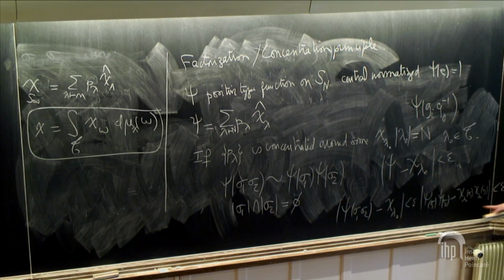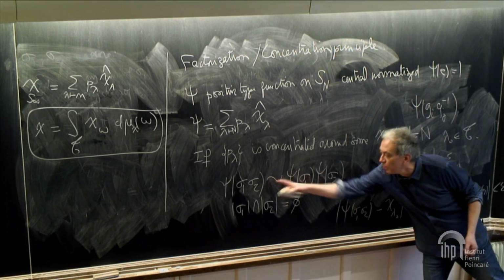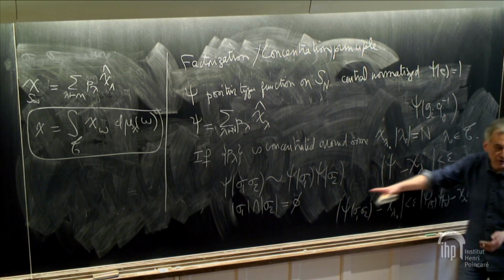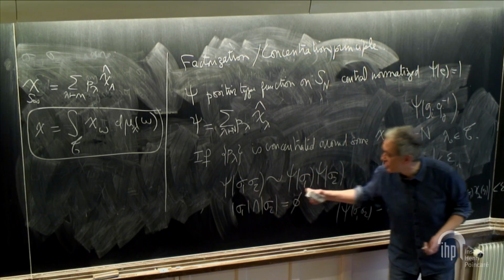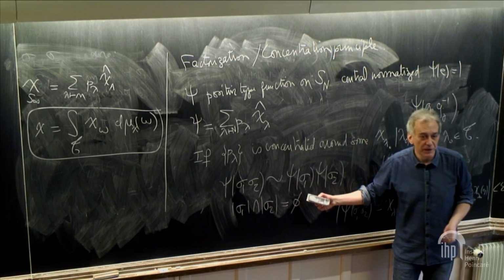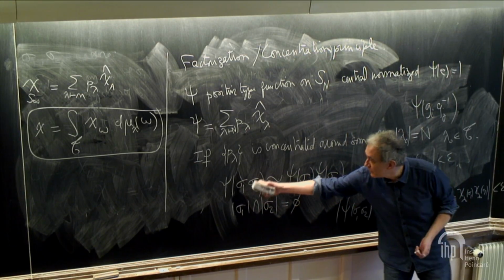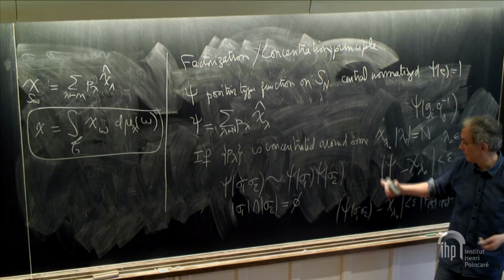But what I claim is that you have just a triangular inequality, which tells you that this here will be small of this order epsilon plus maybe something which is 1 over n. That's all. But as I said, this is just a triangular inequality, a trivial statement. What is more interesting is that there is a converse statement. The converse statement is that if we have such an asymptotic factorization, then the psi is concentrated around some chi lambda.